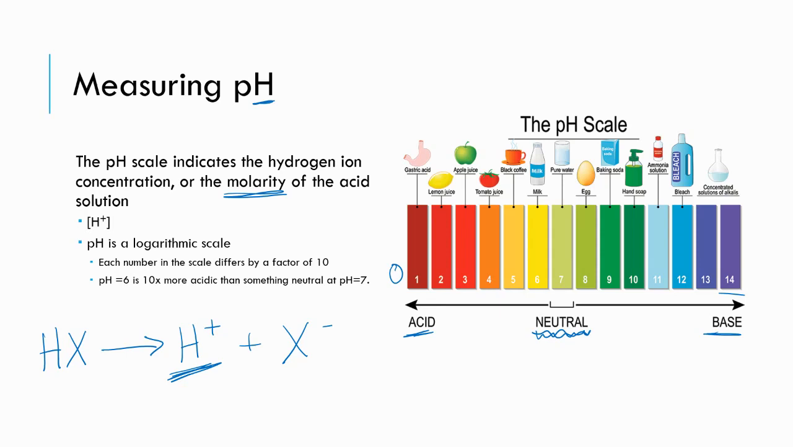So this scale is logarithmic, which means that each number on the pH scale is changing by a factor of 10. So something that has a pH of exactly 6 is about 10 times more acidic than something that has a pH of 7. Okay. So that's pH.